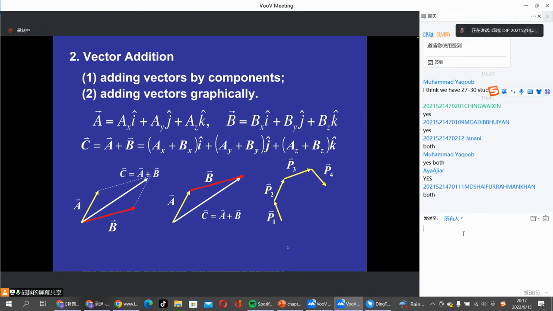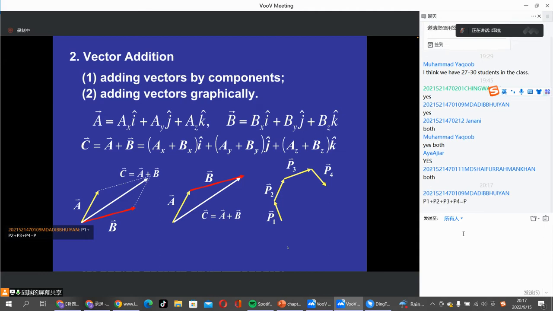And in the previous class, we left one question about how to add the four vectors. First, in order to add the four vectors graphically, we put the four vectors one by one. P equals P1 and P2 and P3 and P4. First, we need to put the four vectors one by one.